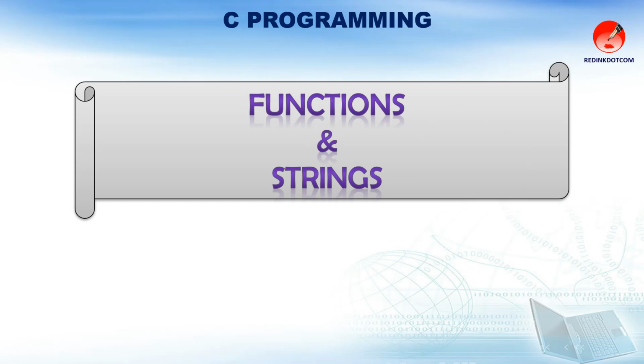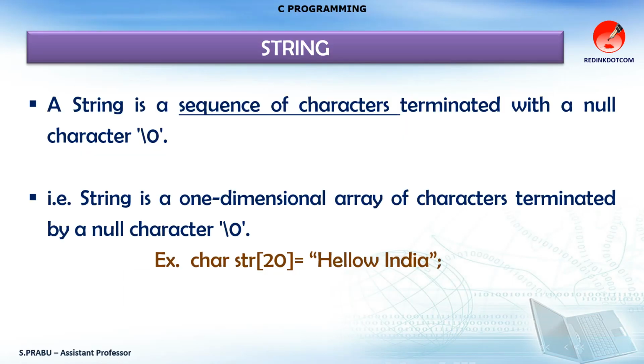So up to this we discussed about the functions with the example program. Now we discuss about the string. String is nothing but a sequence of characters. There is no separate string data type here. We already have the character data type. When we declare a character as an array, it is treated as string. And all the string variables end with null character.